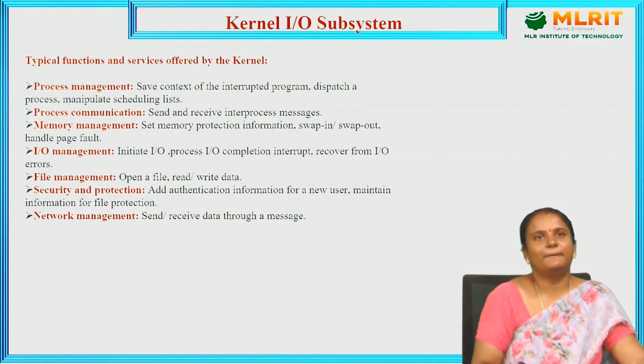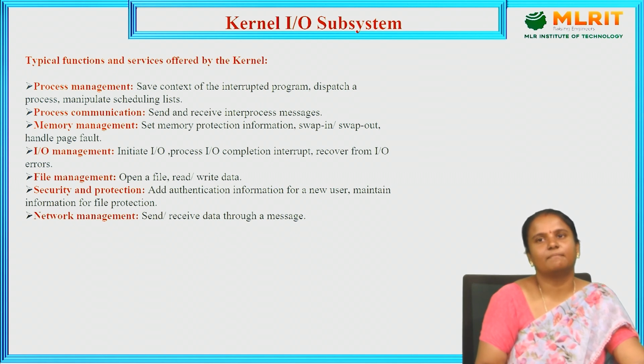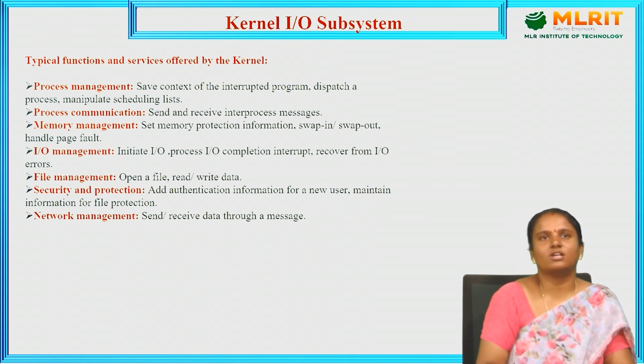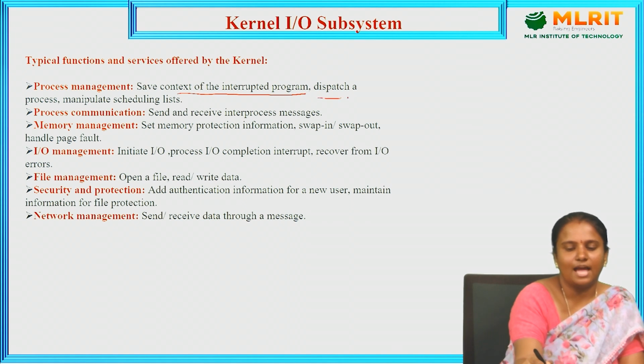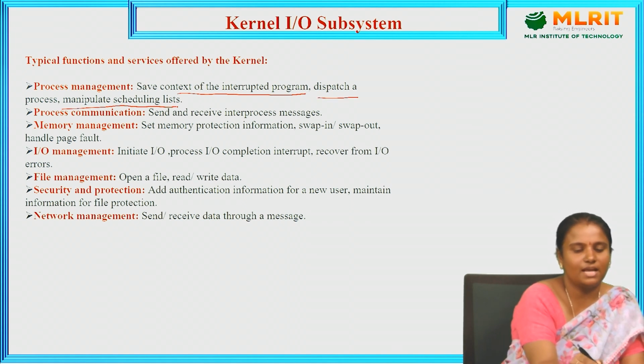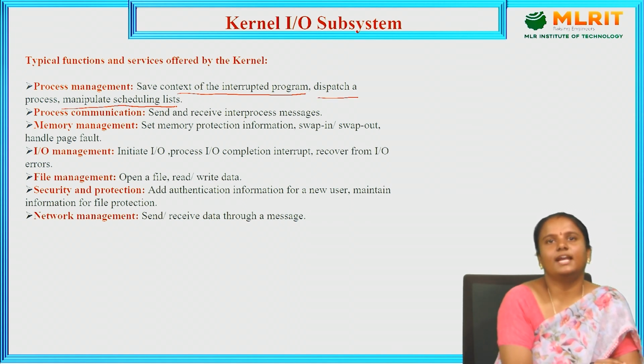So, what are the typical functions and services affected by this kernel? They are process management, process communication, memory management, input-output management, file management, security and protection, and network management. What do you mean by process management? Here, it saves the context of the interrupted program, dispatches a process, and manipulates scheduling lists.